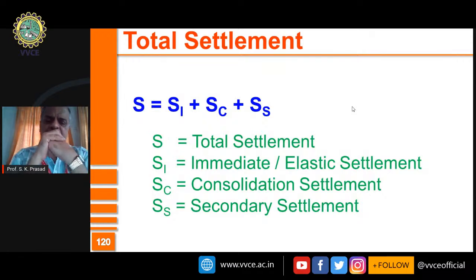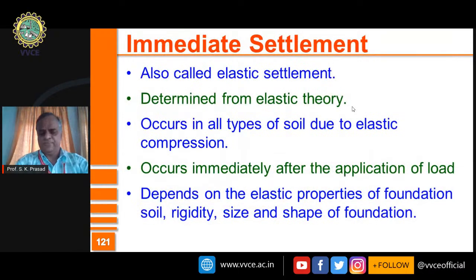So as I said earlier, total settlement can be classified into three components: immediate, consolidation, and secondary settlement. SI stands for immediate or elastic settlement, SC for consolidation settlement, and SS for secondary settlement. As I said earlier, immediate settlement happens immediately, maybe in the first few days or first few weeks after the load is put. It is purely due to the elastic properties of the soil. It happens in all kinds of soils depending on their elastic properties.